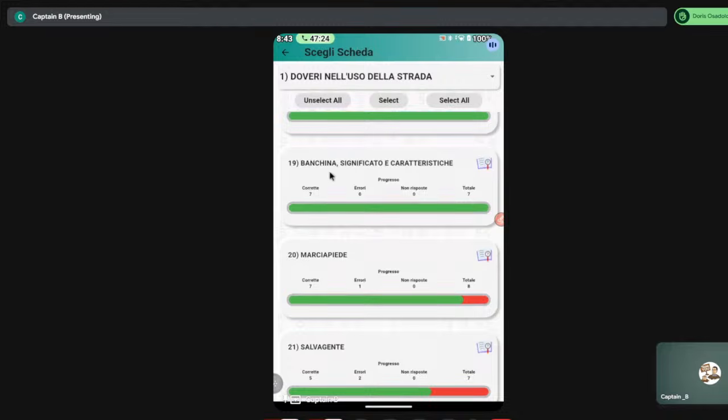Number 19. Now, banchina, significato e caratteristiche. Now, you're talking about banchina. Remember, we explained carreggiata, now the function of banchina. Banchina is a place where vehicles don't circulate. Banchina is not reserved for the circulation of vehicles. It's the edge of the road. That place is very soft. I'm going to show you later.